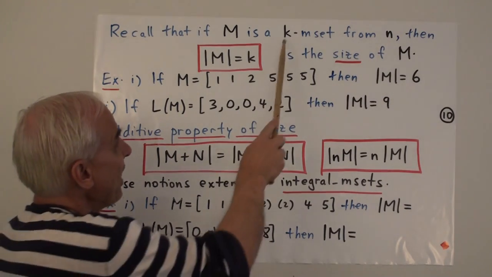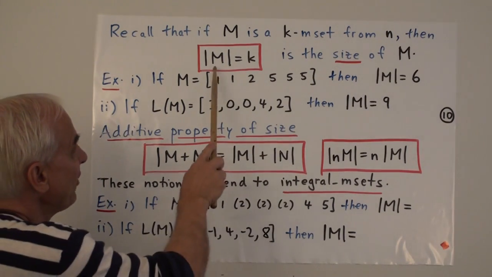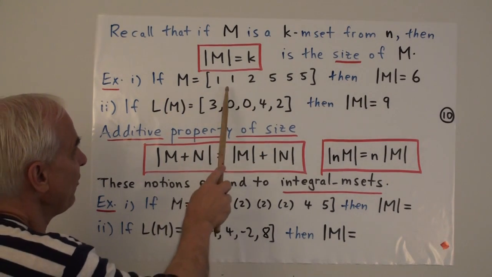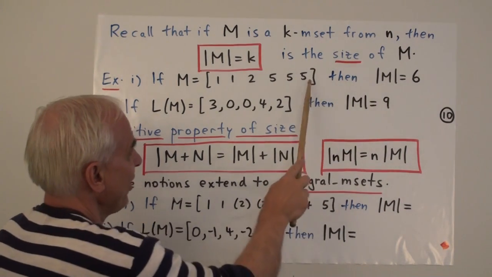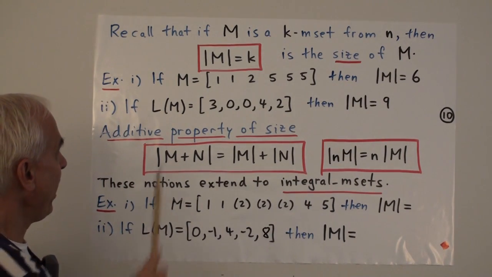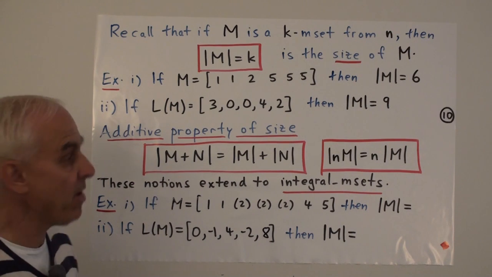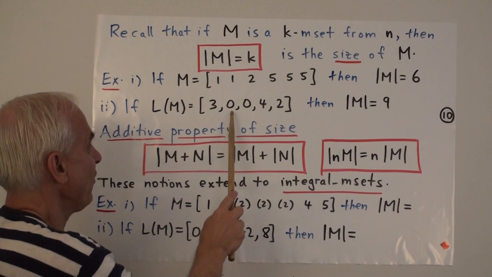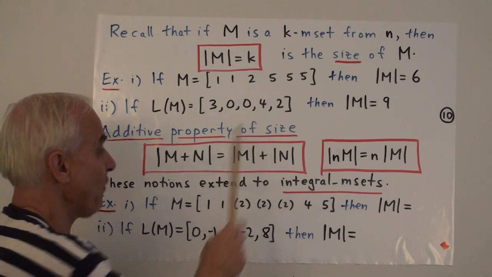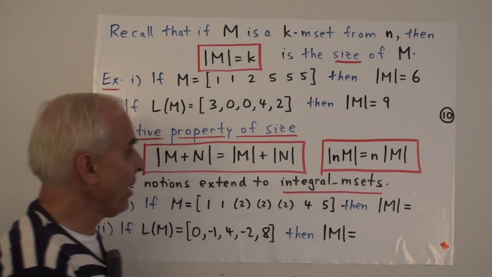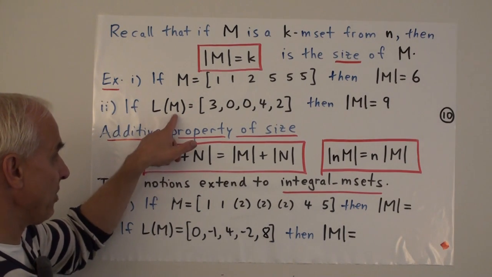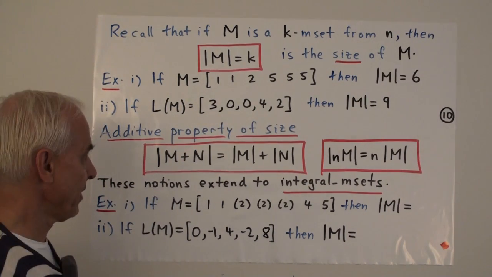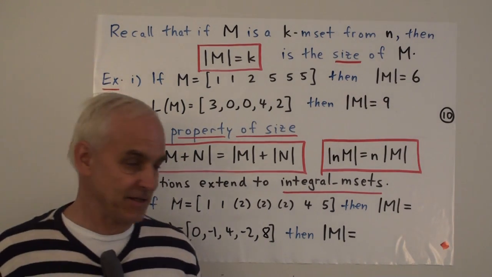So for example, if M was a k M-set from n, then we said that the size of M equals k. So for example, if M is this M-set here, then its size is 6. We just count the number of elements. And if here is the list of M, this is a different M-set. It has 3 1s, 0 2s, 0 3s, 4 4s, and 2 5s. Then in this case, the size of M can be read off as a sum of the multiplicities. It's 9.